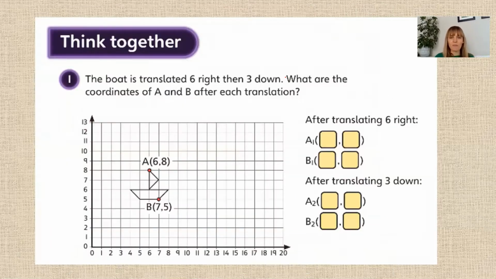Good. All right. So this is our think together. So we're having a look at this little boat here. And it says it's translated 6 right and then 3 down.